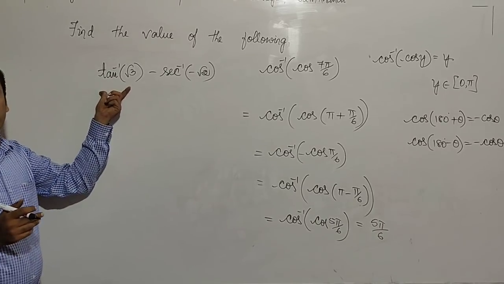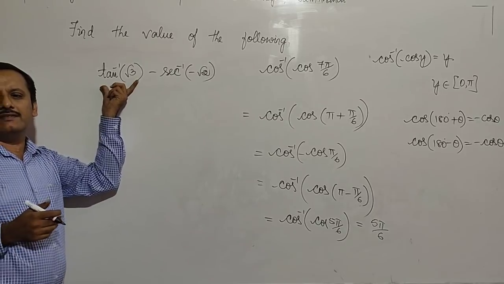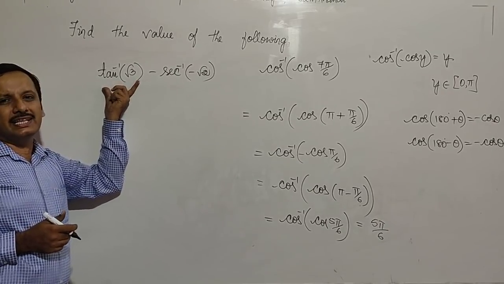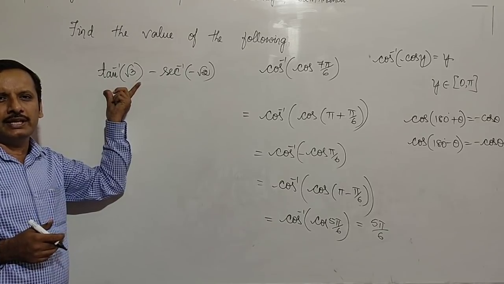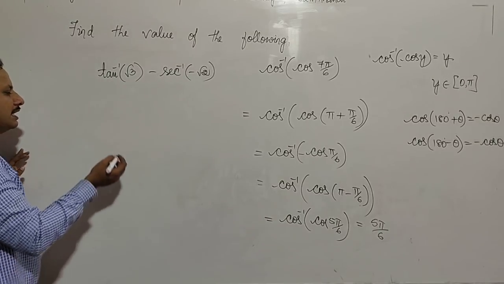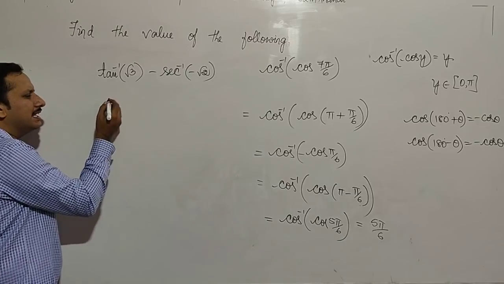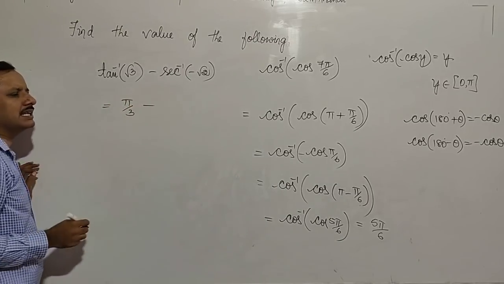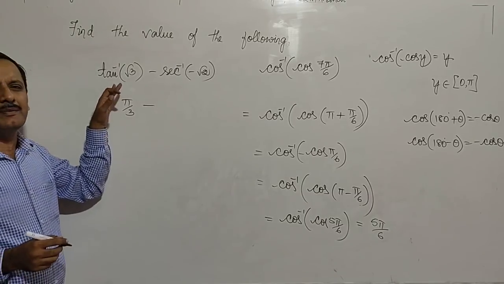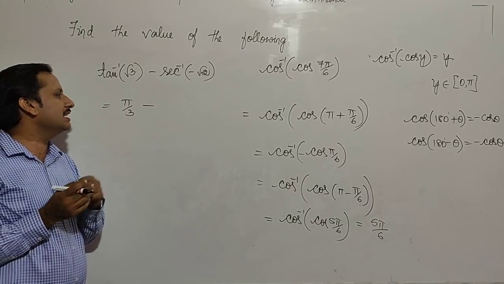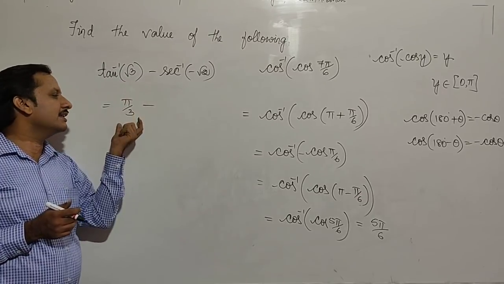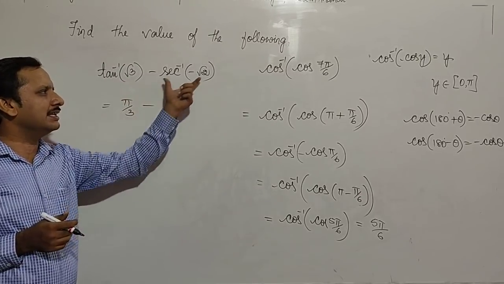Tan inverse root 3. So here, let tan inverse root 3 be theta. That means tan theta is equal to root 3, which will imply that theta is equal to pi by 3. As you know, tan pi by 3, or tan 60 degree, is equal to root 3. Therefore, tan inverse of root 3 can be written as pi by 3.